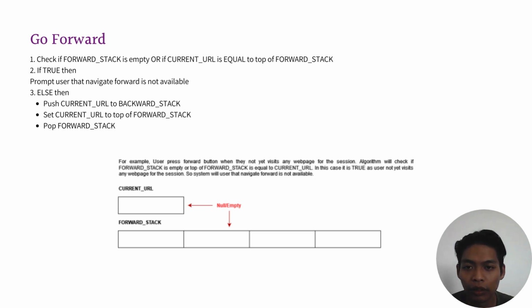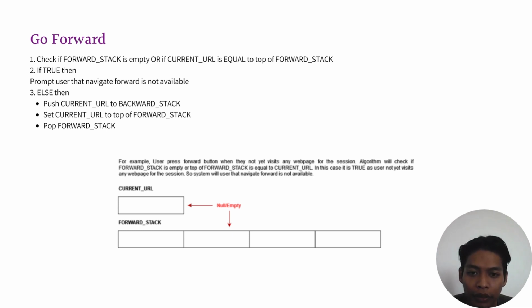This is the go forward operation. Okay, the first one, we check if the forward stack is empty or if the current URL is equal to the top of the forward stack. If true, prompt the user that navigate forward is not available. If not, then push the current URL to the backward stack. Set the current URL to the top of the forward stack and pop the forward stack.